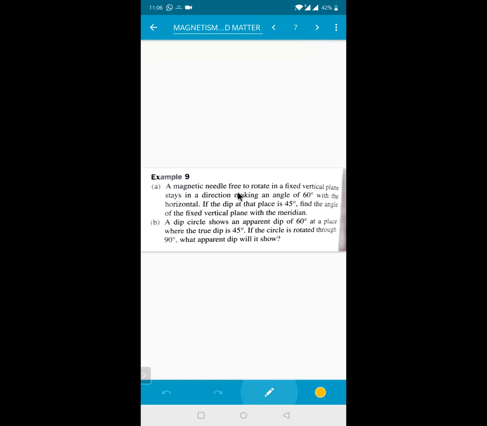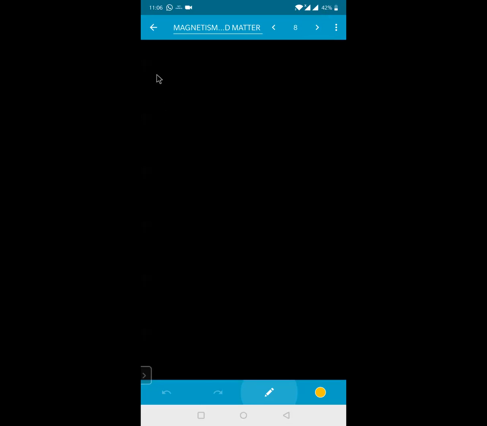Now see this question carefully. A magnetic needle is free to rotate in a fixed vertical plane, staying in the direction making an angle of 60 degrees with the horizontal. That means the apparent angle is given as 60 degrees. If the dip at that place is 45 degrees, dip means phi value is 45 degrees. Then find the angle of the fixed vertical plane with the meridian, that means alpha is asked. So what is the relation between them?